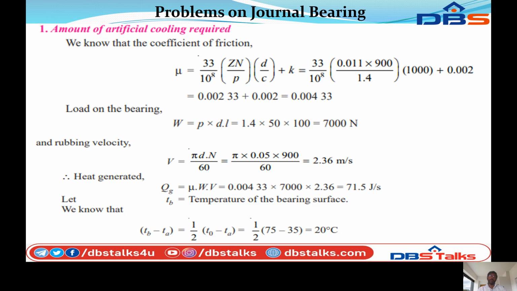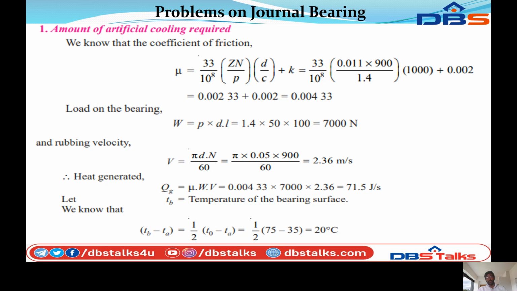So first you can calculate the amount of artificial cooling required. We know that the coefficient of friction mu is equal to 33 divided by 10 power 8 into ZN by P into D by C plus K. Substituting the values: 33 divided by 10 power 8 into 0.011 into 900 by 1.4 into 1000 plus 0.002. Finally, mu is equal to 0.00233 plus 0.002, that equals 0.00433.